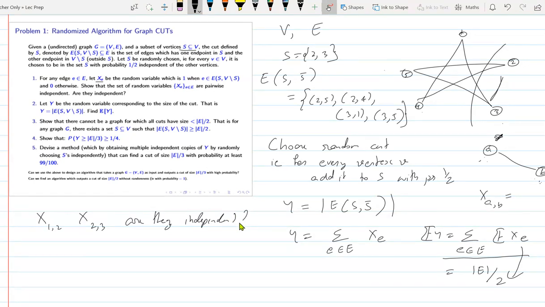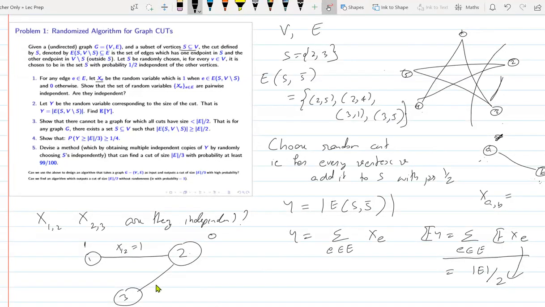Are they independent? You have 1 here and 2 here. Suppose this particular edge was cut, so this was taken to be in S, and this was not taken to be in S. Now if you take 2 comma 3, let's say you had something like this. We have fixed the value of x12, so x12 is equal to 1.